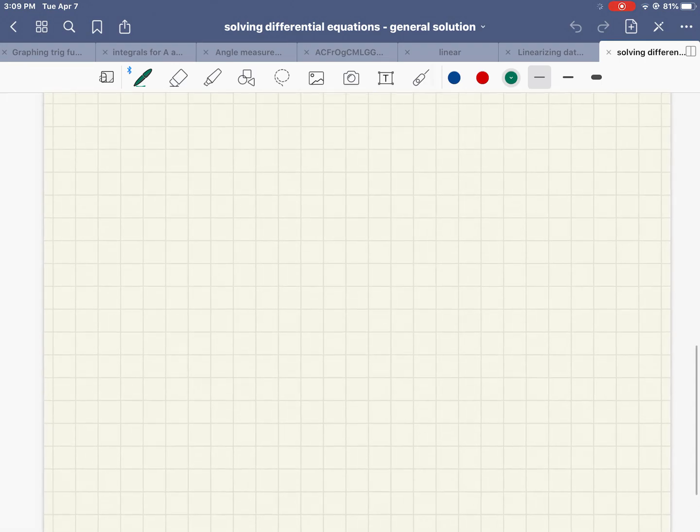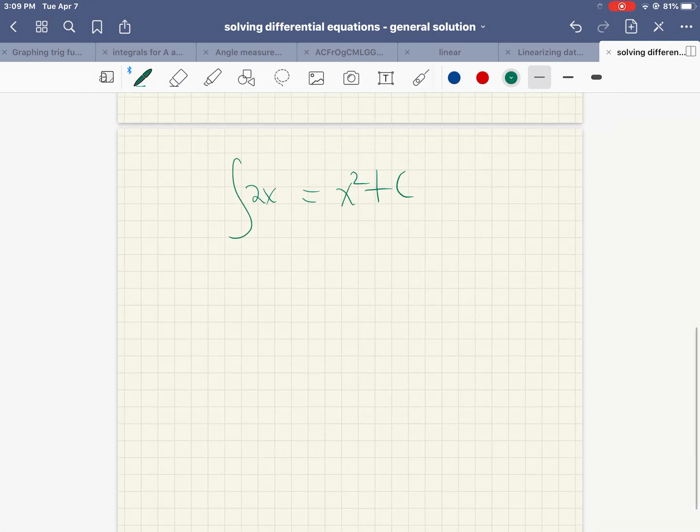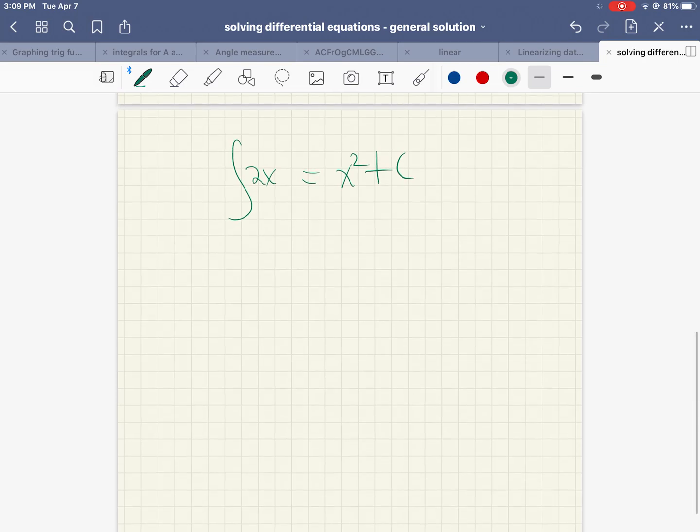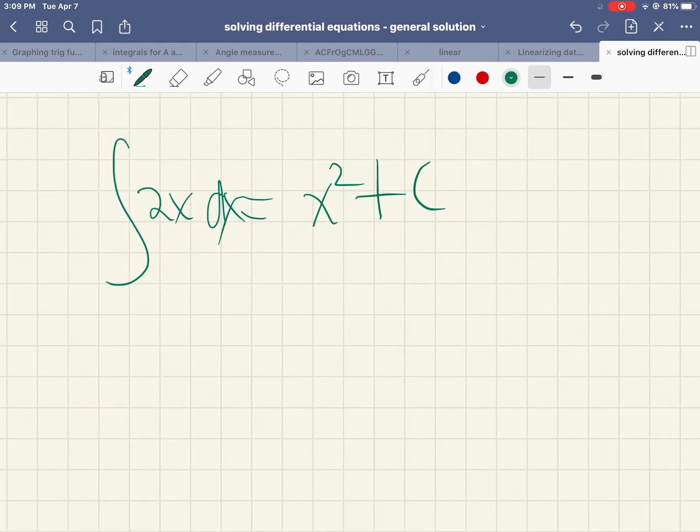So why is it that if we have the integral of, say, 2x dx equals x squared plus c? Why do you get the x squared plus c? Again, I think you know that, I should have put dx there.